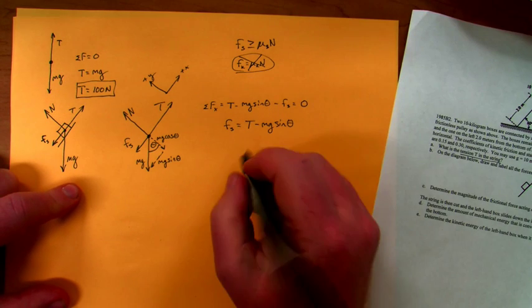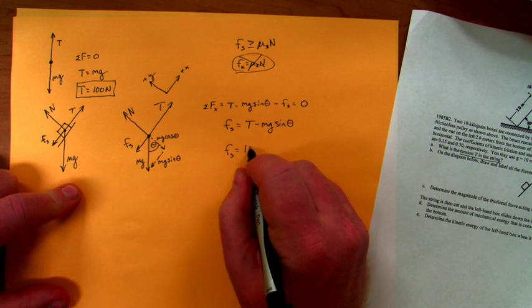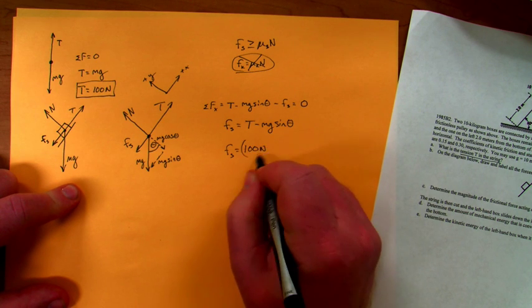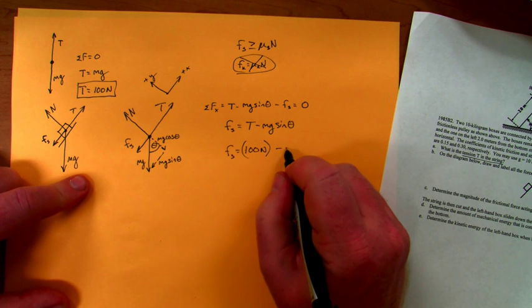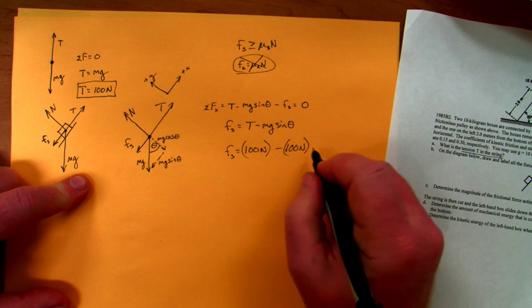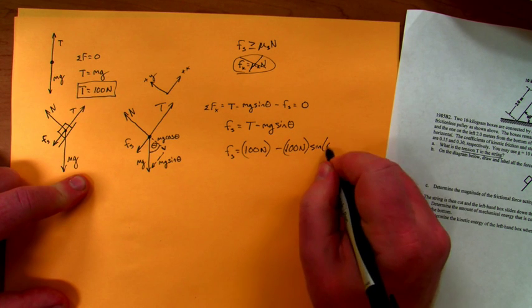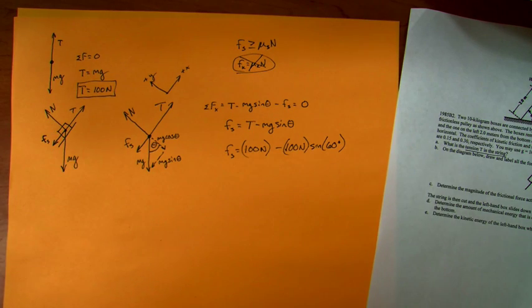So now all I have to do, friction is equal to 100 newtons minus mg, which is 100 newtons, times sine of 60 degrees. And you plug that in a calculator, and you should get a numerical answer.